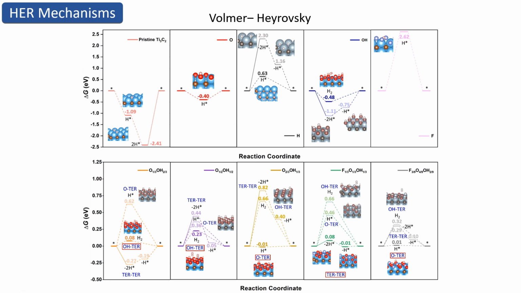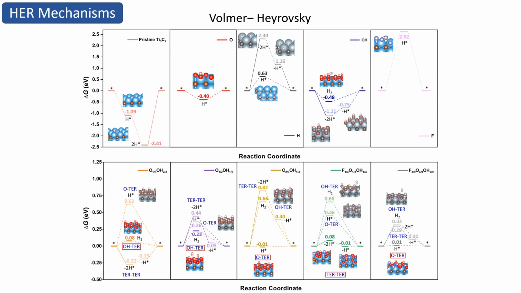Additionally, we also took into account the involvement of the hydrogen atoms on the surface terminations, resulting in different types of reaction pathways. For example, the OHTR pathway indicates that the hydrogen reduction occurs on the hydroxyl groups, and the OTR pathway indicates that the hydrogen reduction occurs on the oxygen groups, and the TRTR pathway suggests that the hydrogen atoms on the surface tend to interact with each other to form a hydrogen molecule before the hydrogen reduction.